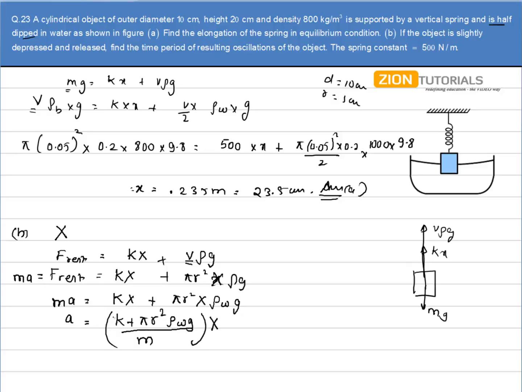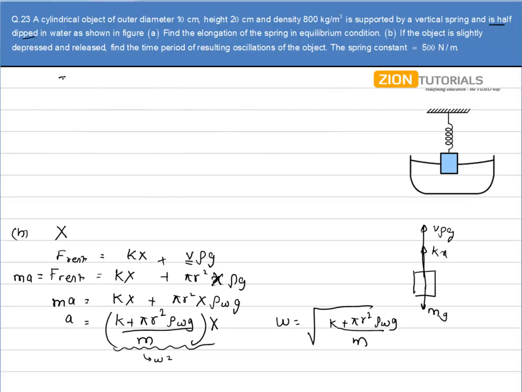So I can write this complete coefficient, the coefficient of X, can be equated to omega square, because that is what the condition of oscillation is. So omega comes out to be under root of K plus pi r square rho of water into g by M. So the time period will be equal to 2 pi times the square root of M divided by K plus pi r square rho of water into g.